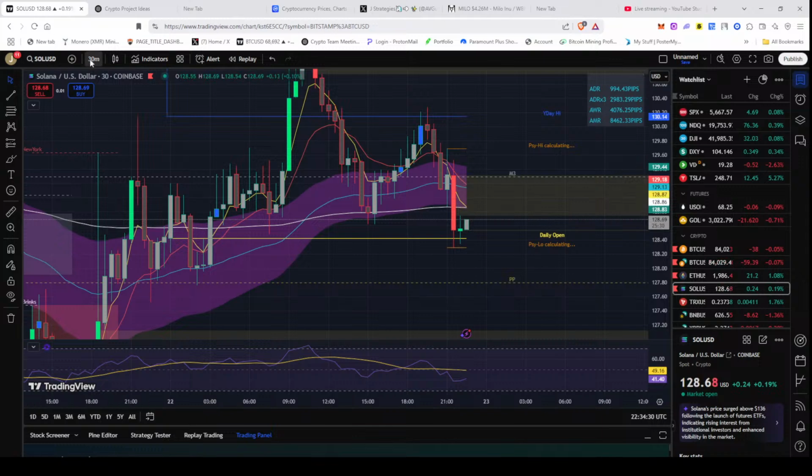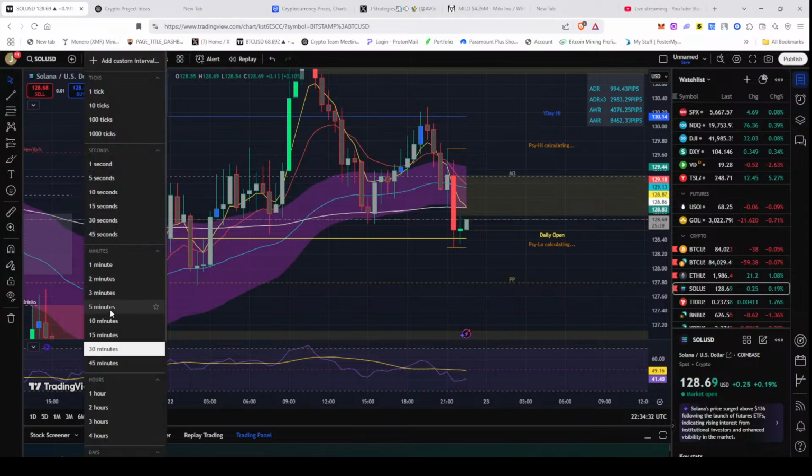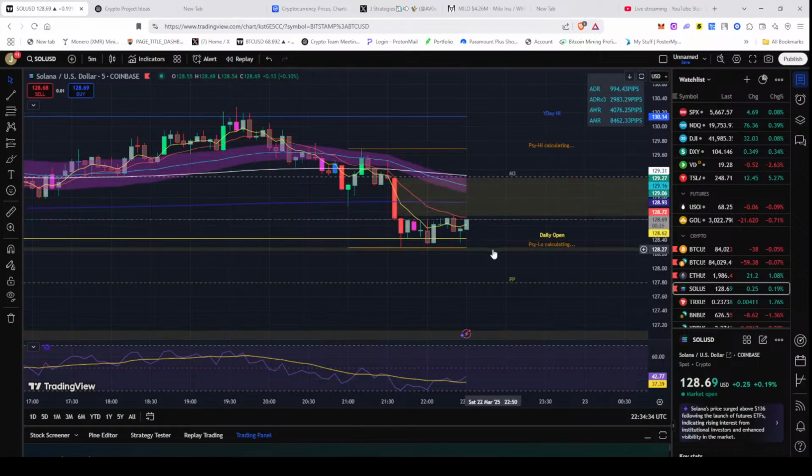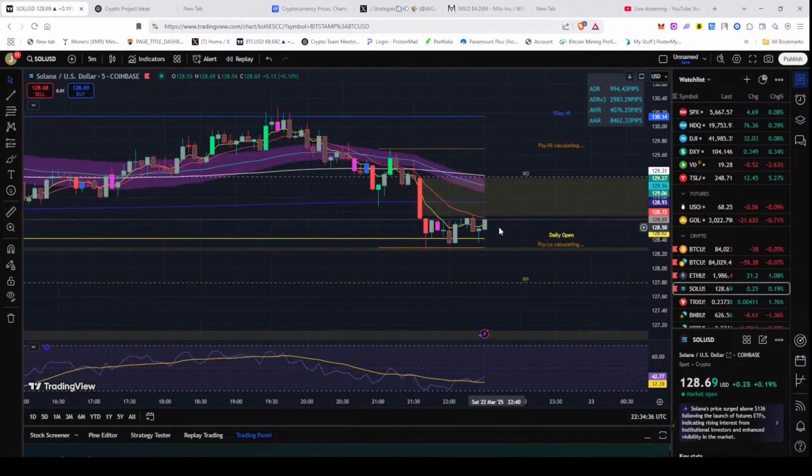Now I'm going to go to an even lower time frame, the 5-minute, and see exactly what is going on. The next 5-minute candle is about to start. We want to see what this next 5-minute candle is going to do. Is it going to push above, or are we going to have a little rejection right here? Because you see this yellow line here.